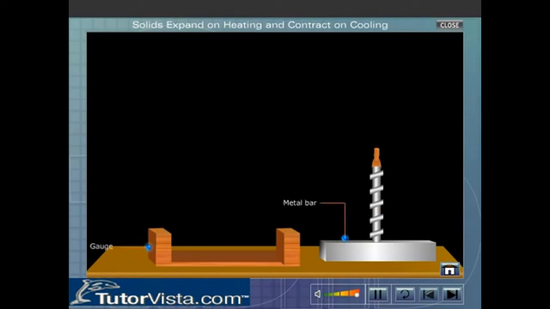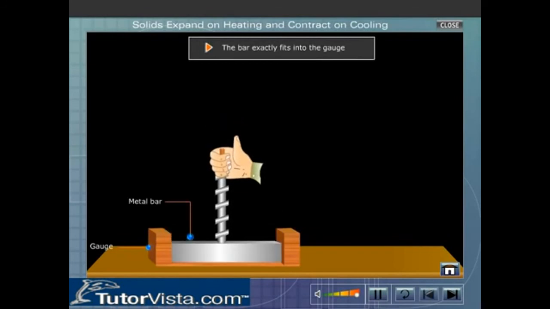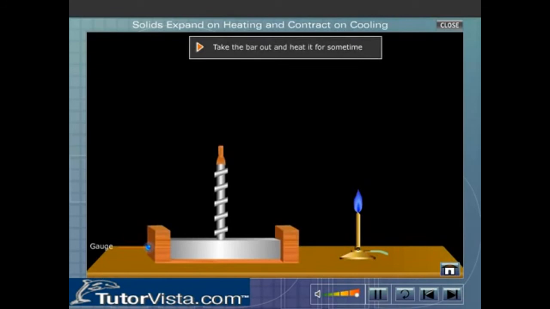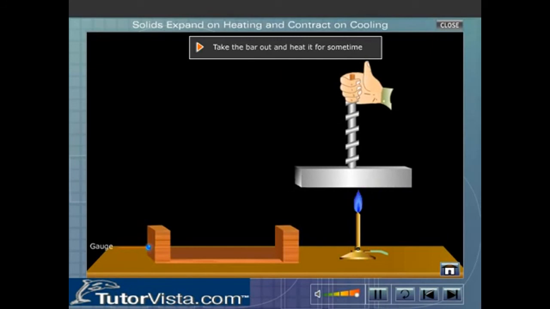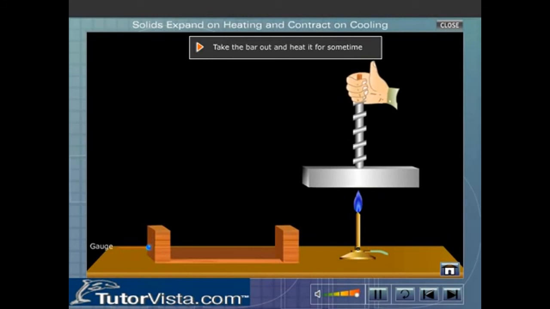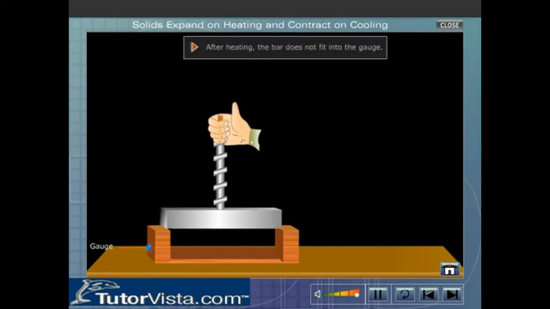Take a metal bar and a gauge as shown here. Try to fit the metal bar into the gauge. The bar exactly fits into the gauge. Take the bar out and heat it for some time. Now try to fit it into the gauge. You will see that it does not fit at all now. The reason is that the bar has expanded due to heating.